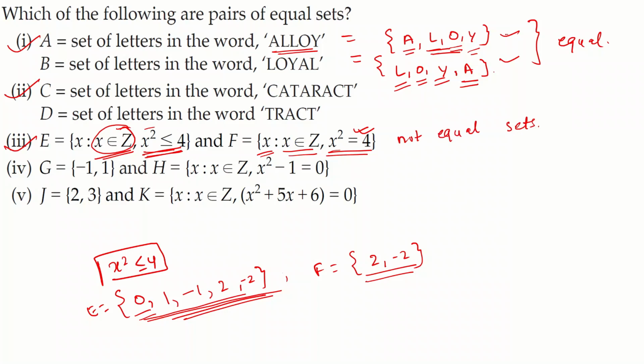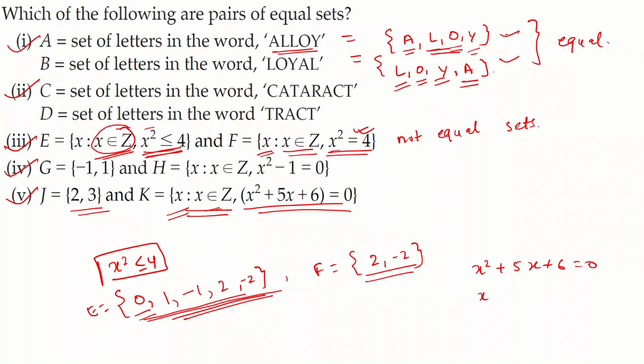Okay, question number 4, I leave it to you. Question number 5. J is 2 comma 3. It's already written in roster form, so we need not bother about it. Let's write down K in roster form. So K is a set of all those x's where x is an integer and it satisfies this equality. So let's first solve this equality.